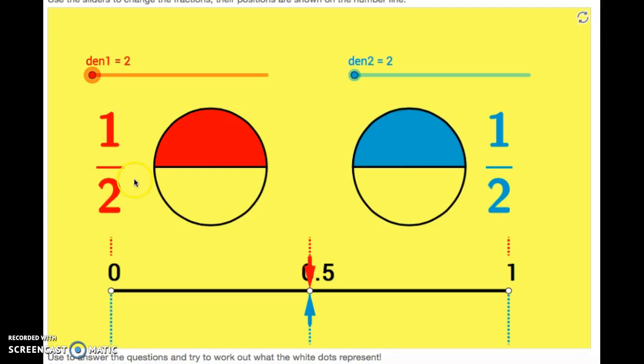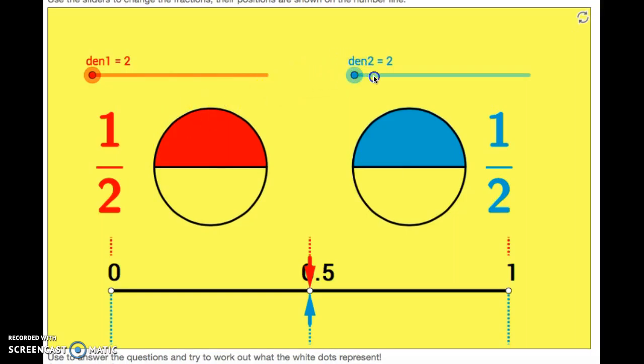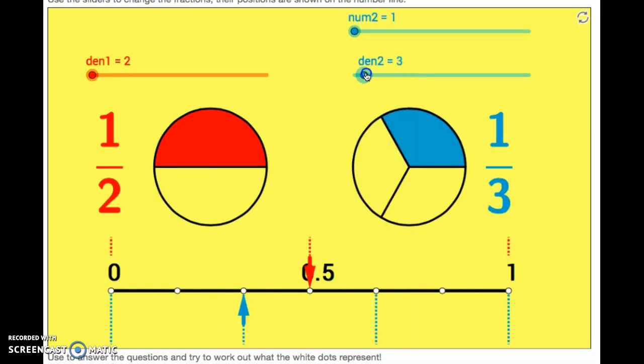So first I want to go ahead and look at 1/2 and 1/2. Obviously, these are equivalent because they are the same. But what if we started with 1/2 and 1/3? You can drag this over to make as much as you want. So we're going to have 1/3 and 1/2. Do you think these are equivalent?